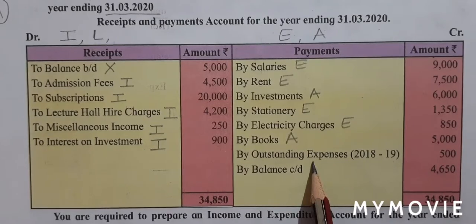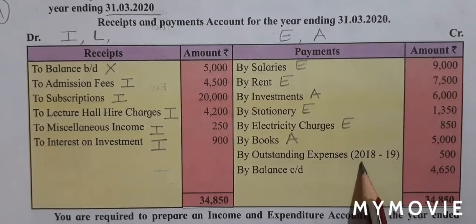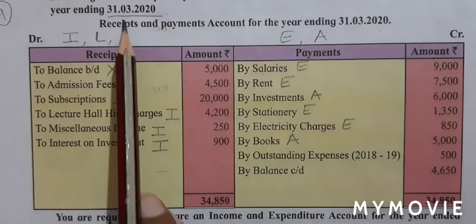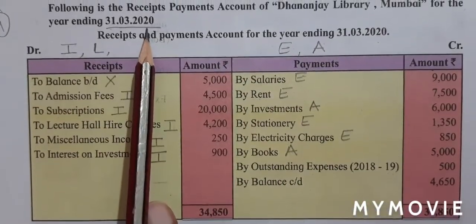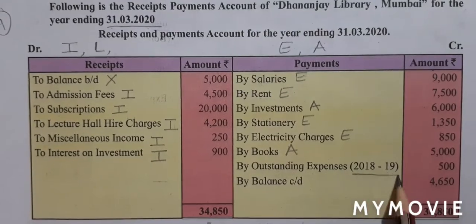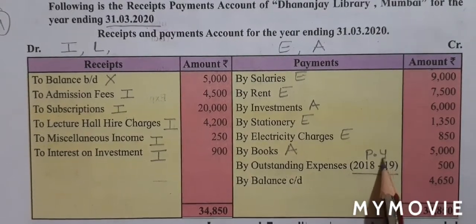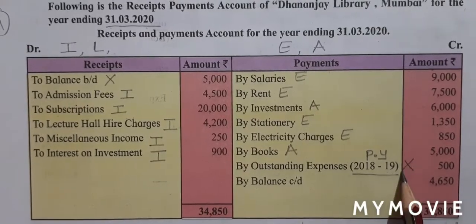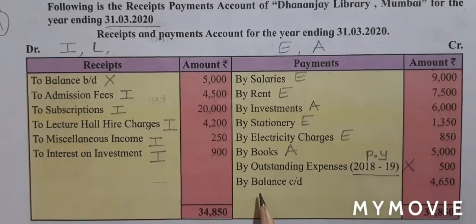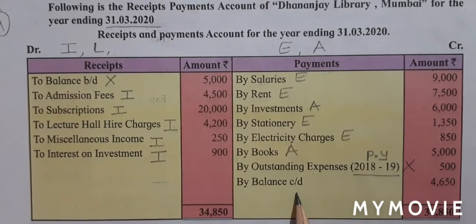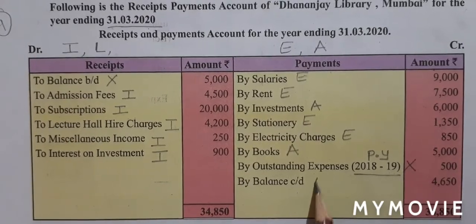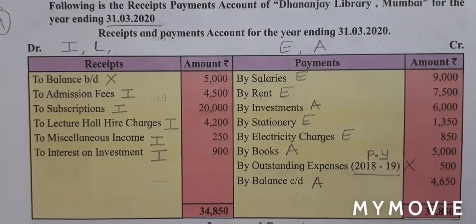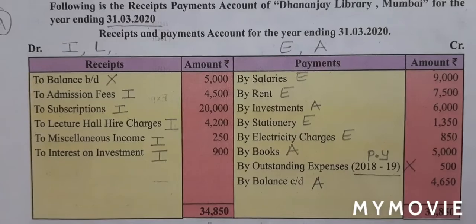Outstanding expenses, but this is for the year 2018 and 19, and our year is ending on 31st March 2020, which means this is my previous year expenses which I have already paid. So I will have no entry for this. Balance carried down is my closing cash balance, which will be written on the asset side. With this, we have completed step number 1, identification.